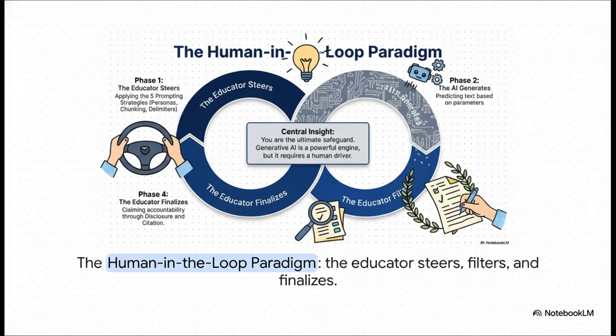Look at phase 1, the educator. That's you, steers the whole thing with a good prompt. Phase 2, the AI generates, but then it comes right back to you. In phase 3, you filter that output using all that risk awareness we just talked about. And finally, in phase 4, you finalize it and you claim accountability for it. You're there at the beginning, the middle, and the end.